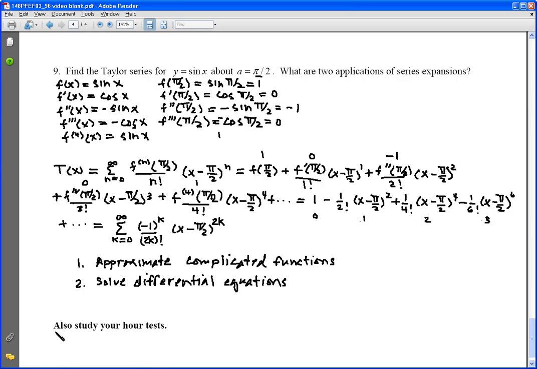Alright, and just another note here, also study your hour tests. I'm going to rotate the different problems. These last 2 are going to be this type: you're going to have a power series and a Taylor series, pretty straightforward. And then for the other ones, like the integration methods, you want to review the other integration methods that we had. We saw trig substitution and integration by parts, but you also want to review partial fractions, rationalizing, and U-substitution. And we did see powers of trig functions, so you want to go back and review those things.